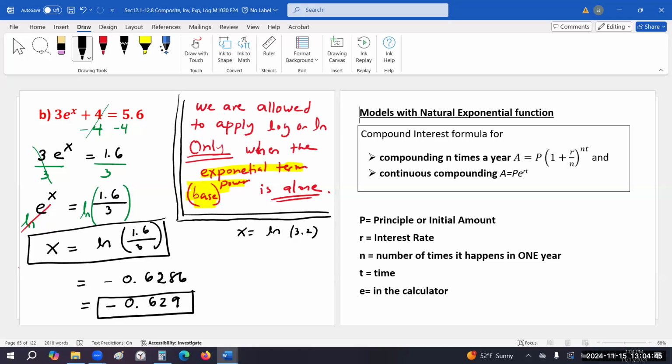Same thing here, A is the final amount, P is the principal, E is the special number we are working with here, and this E has a power of R, the interest rate, and T is the time. So you must memorize this formula.